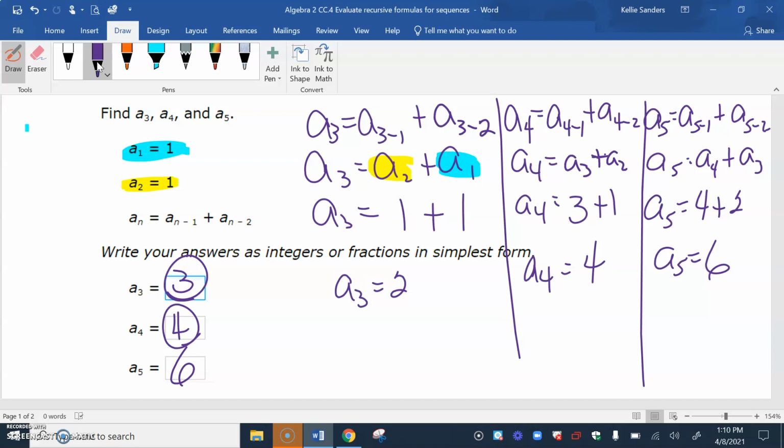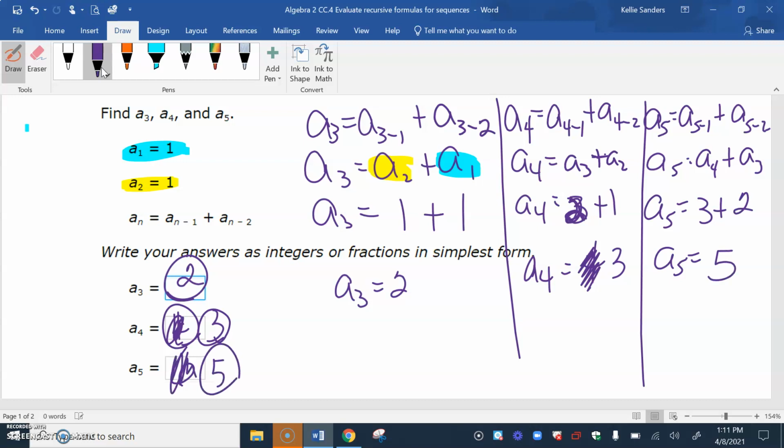Wait a minute. I messed up, didn't I? My bad. Let's see if I can fix this now. A sub 3 was 2. So A sub 4 is going to be 3. This is completely wrong, because A sub 4 is 3 plus A sub 2, which is 2. So that's going to be 5. So 2, 3, and 5. Sorry about that.